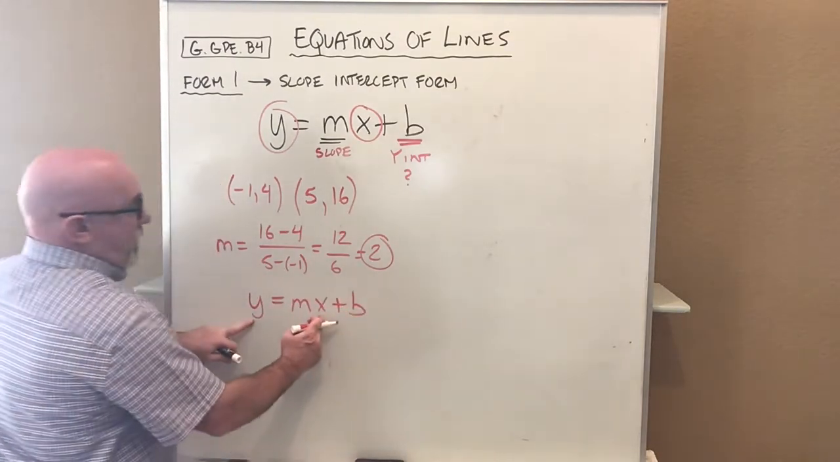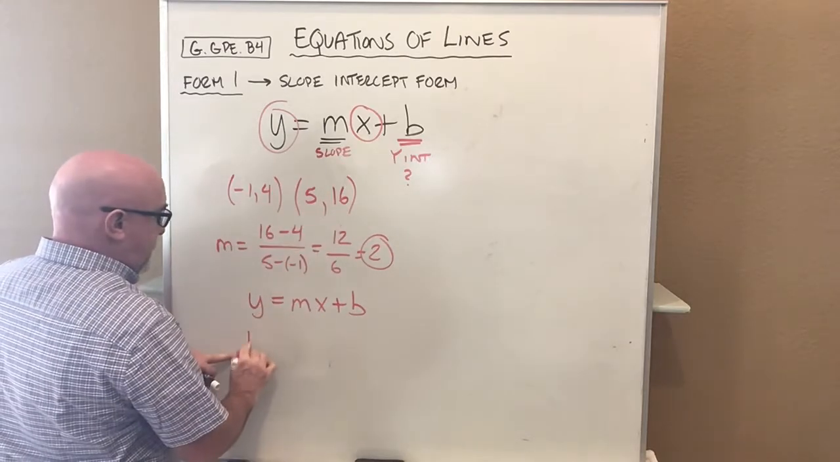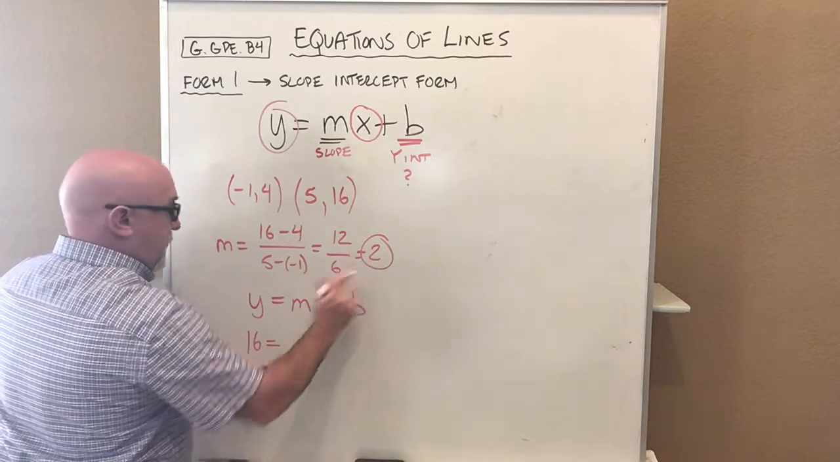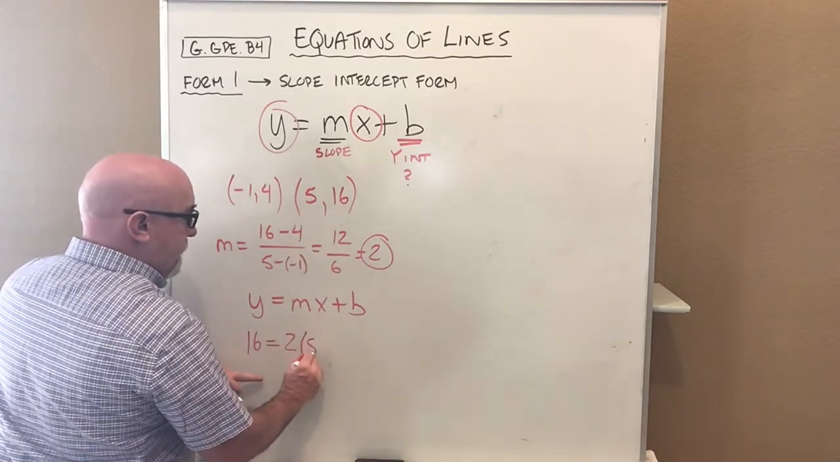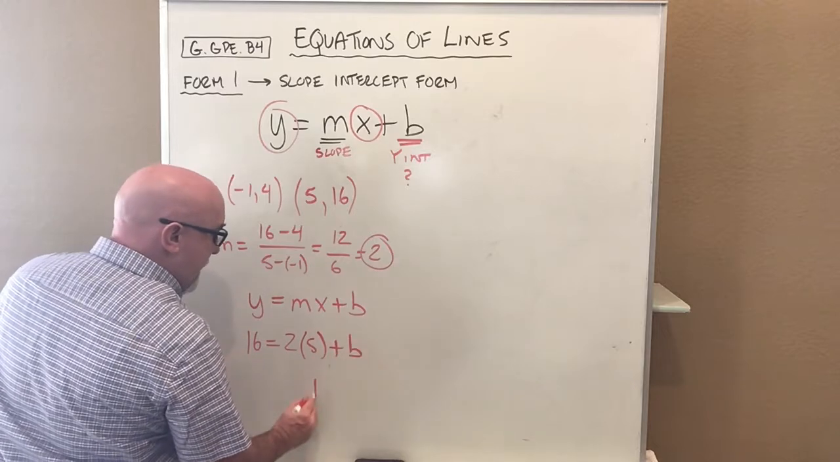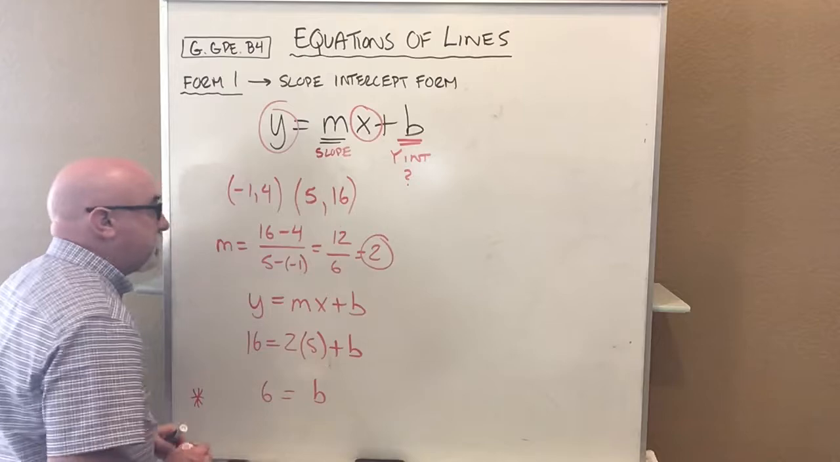I know a point x and y. You pick what you like. I'm going to stay away from negatives. I'm going to go with a 16 for y, a 5 for the x, and 2 for the slope, and b equals 16 minus 10, which is 6.